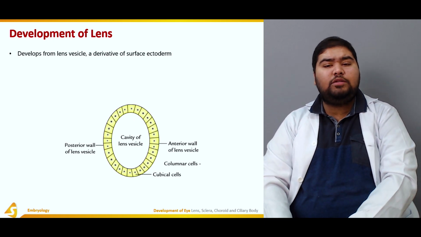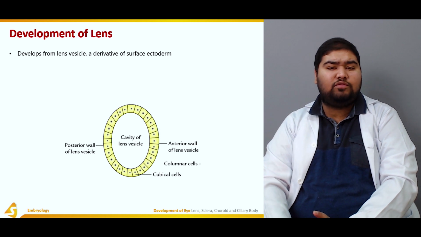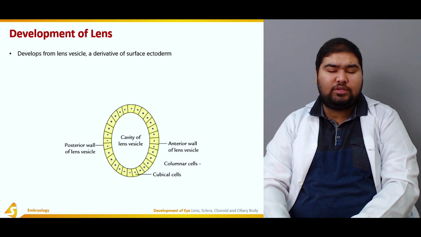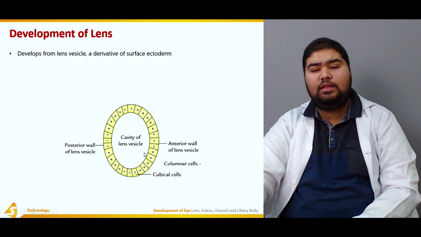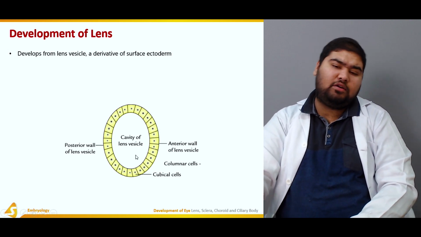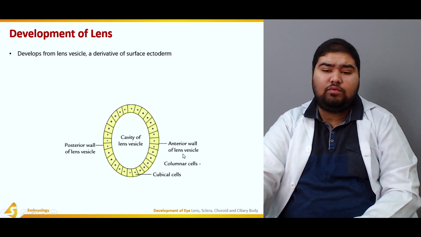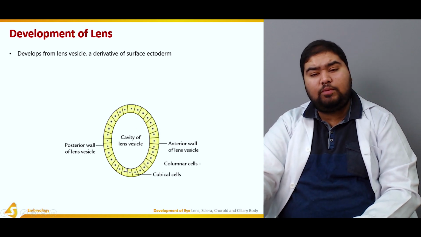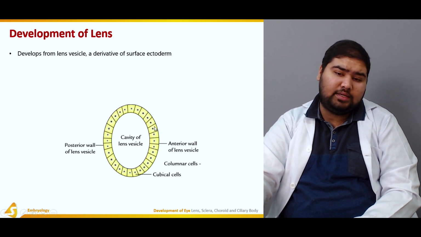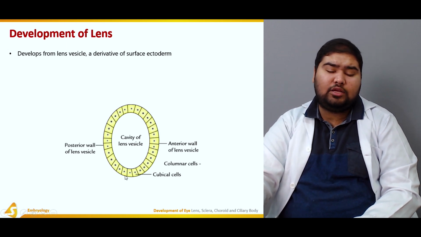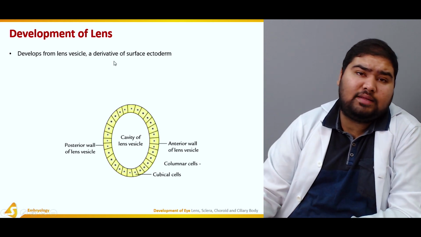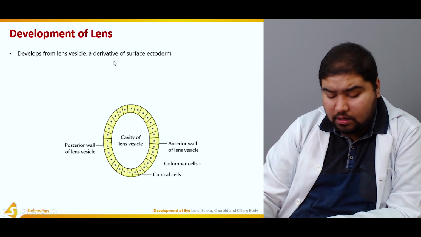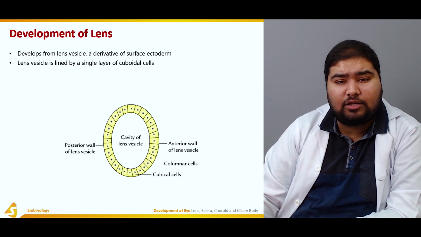So the development of a lens takes place from a lens vesicle, which is a derivative of the surface ectoderm. So here in the figure you can see this is the cavity of the lens vesicle, the anterior wall of the lens vesicle, the posterior wall of the lens vesicle. It is composed of columnar cells and cuboidal cells on the lower aspect. So the lens develops from a lens vesicle, which is derived from the surface ectoderm.